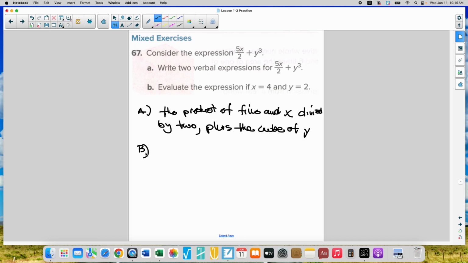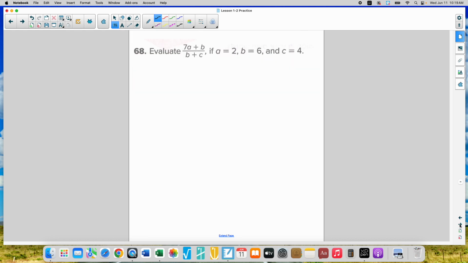I've written enough today. Evaluate the expression if x is 4 and y is 2. So 5 times 4 over 2 plus 2 cubed. That's 20 over 2 plus 8. That is going to be 10 plus 8, or 18. Evaluate 7 times 2 plus 6 over 6 plus 4. That's 14 plus 6 over 10, and that's going to be 20 over 10, or 2.